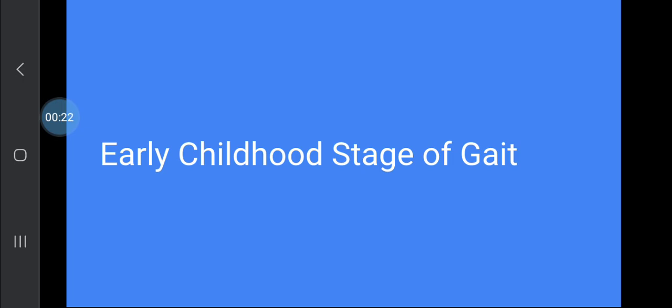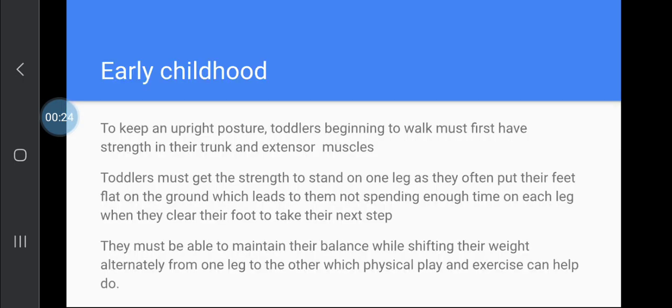Early childhood stage of gait. To keep an upright posture, toddlers beginning to walk must first have strength in their trunk and exterior muscles. Toddlers must get the strength to stand on one leg, as they often put their feet flat on the ground, which leads to them not spending enough time on each leg when they clear their foot to take their next step. They must be able to maintain their balance while shifting their weight alternately from one leg to the other, which physical play and exercise can help do.